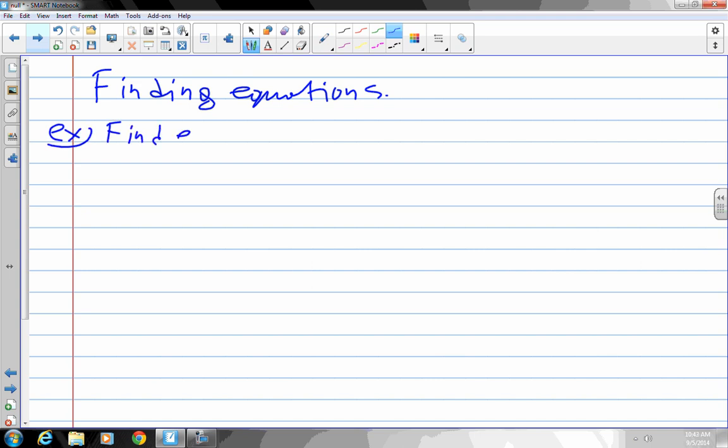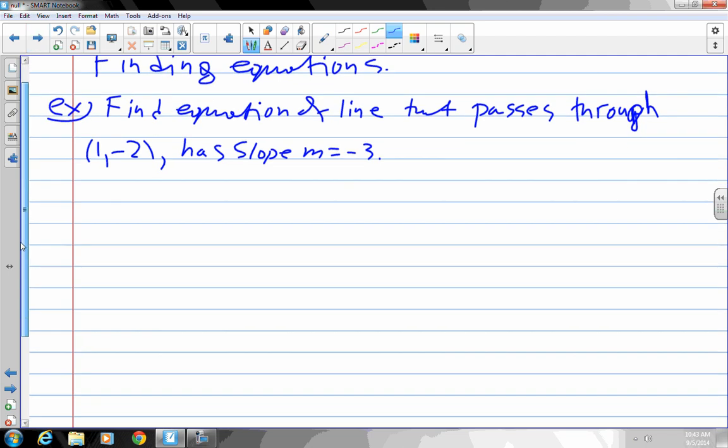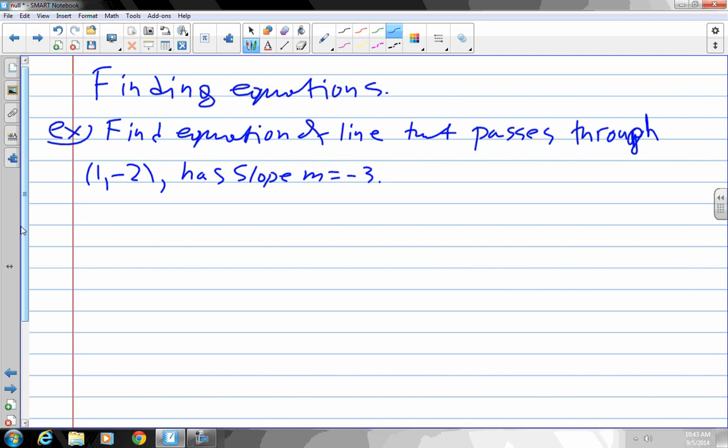Find the equation of a line that passes through, I don't know, (1, -2), and has slope m equals -3. So I have all necessary information for me to find the equation of that line. I have a point, I have a slope, right?